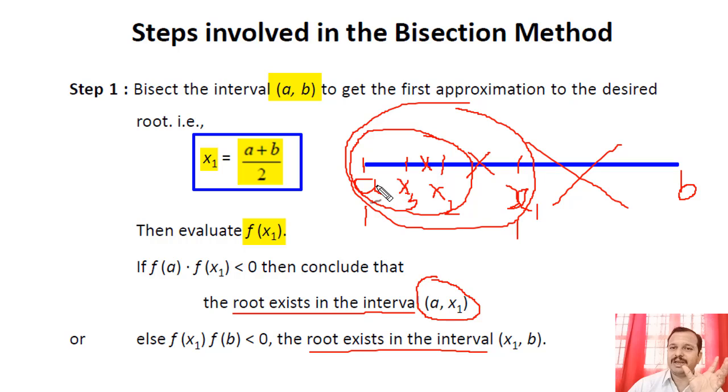See what is happening: the interval is being contracted, it goes on decreasing. Earlier it was a to b, then it became a to x1, after that a to x2, now it has become a to x3. Again it is to be subdivided by using the same formula to get the new approximation x4.